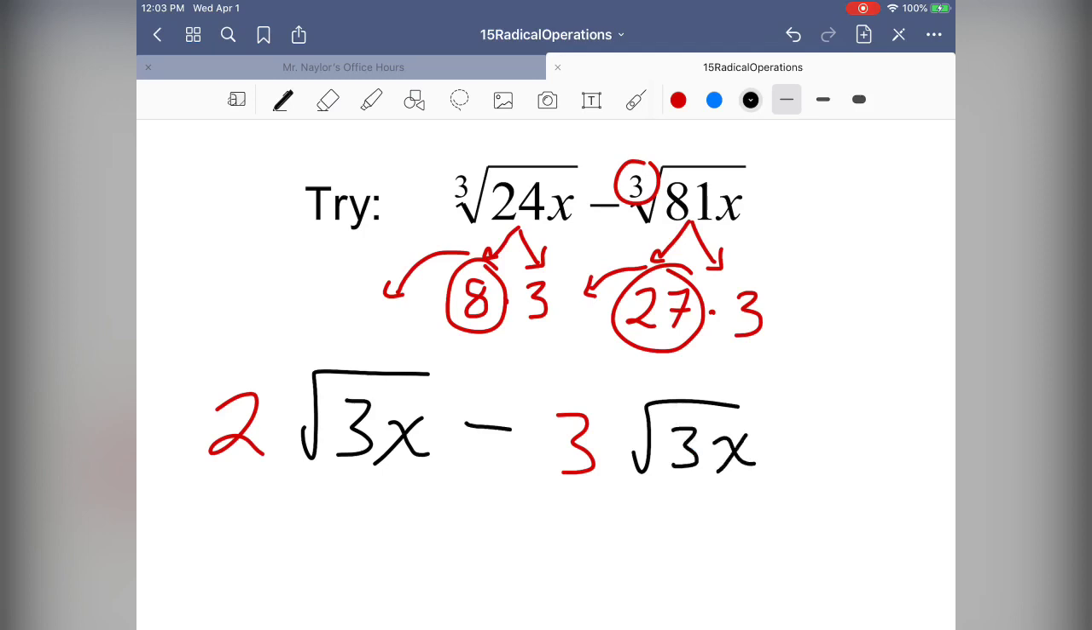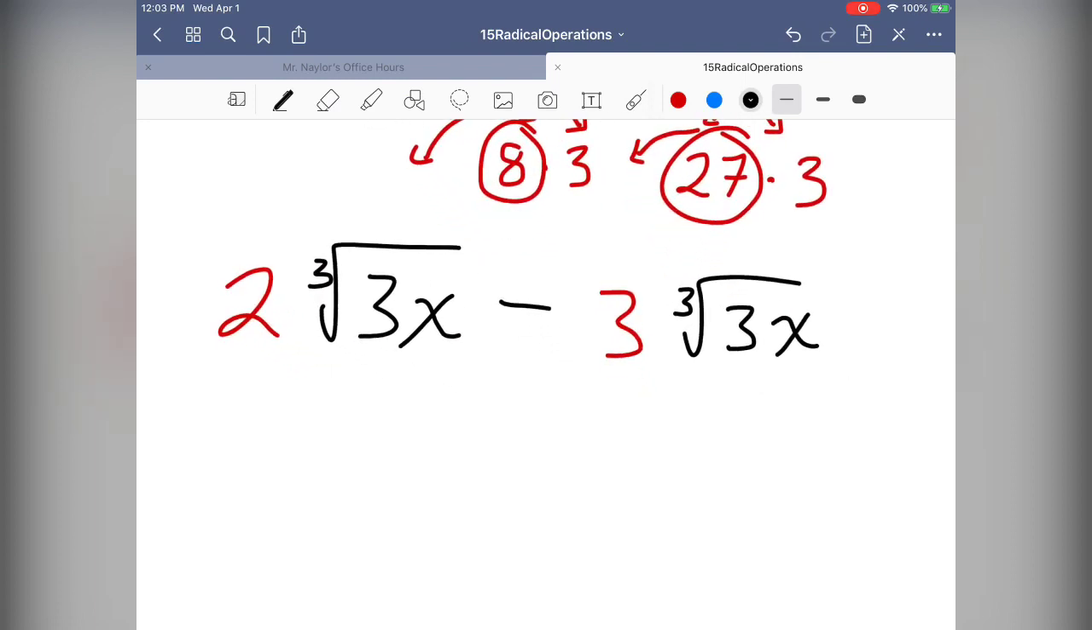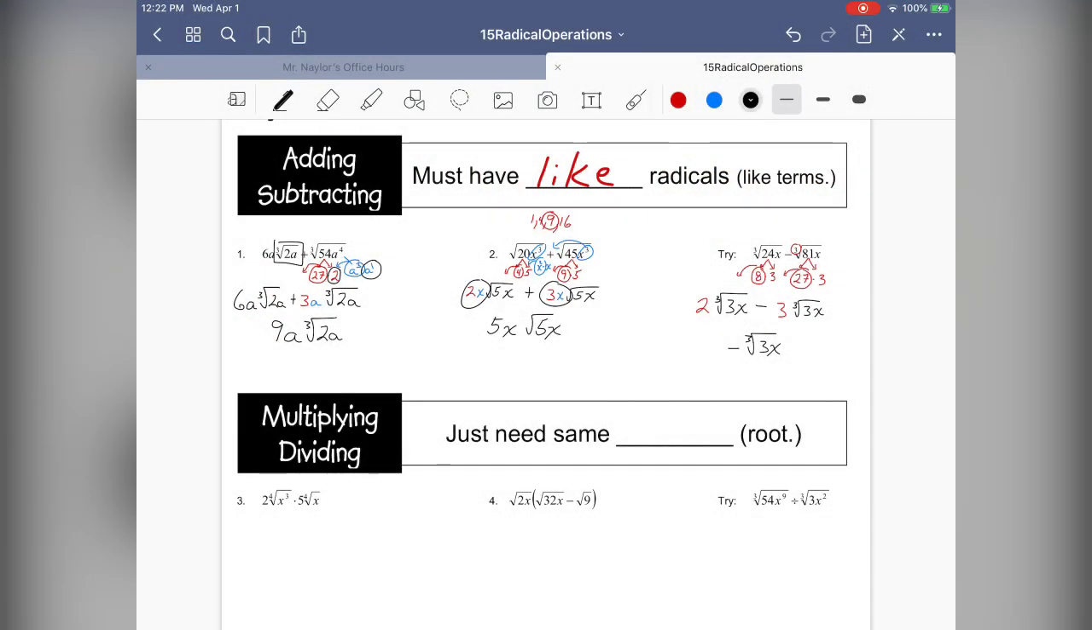Are you getting the hang of it? You always want these roots or radicals to be the same. The radicals are the same, although I forgot to write the little 3, but they still are cube roots of 3x, so I can subtract 2 minus 3. That leaves me with a negative 1, or just a negative cube root of 3x. All right, so that's adding and subtracting.